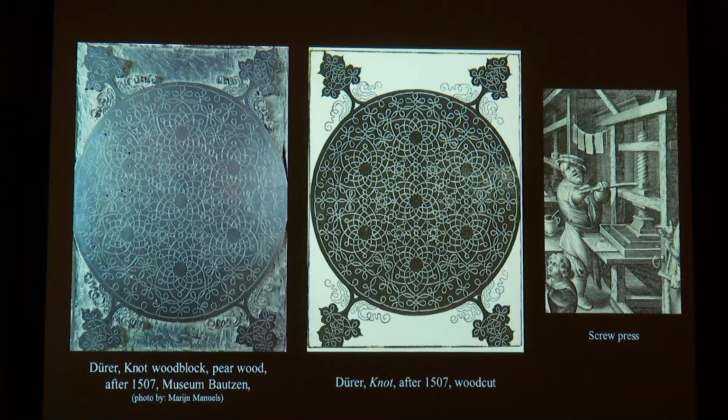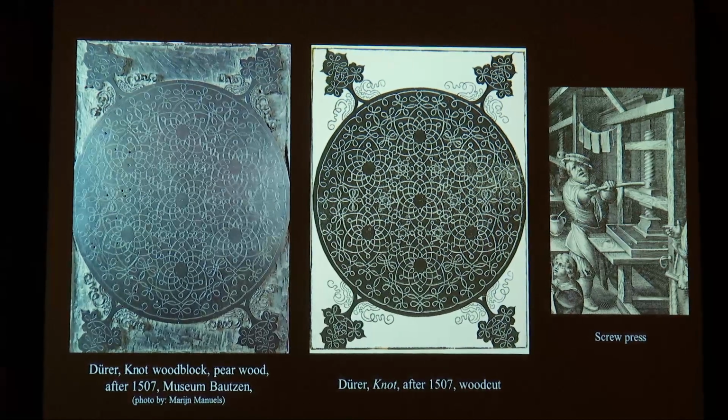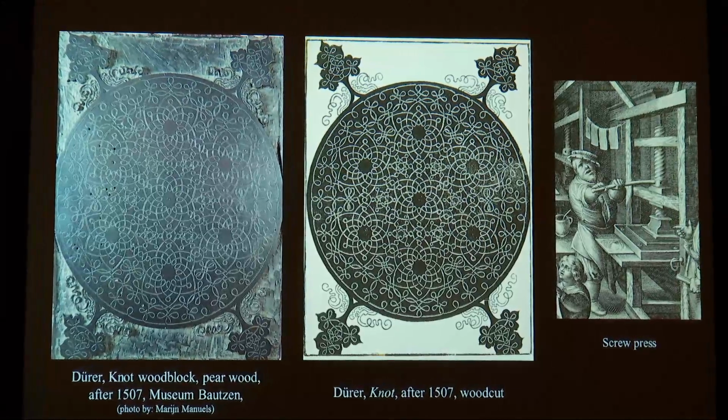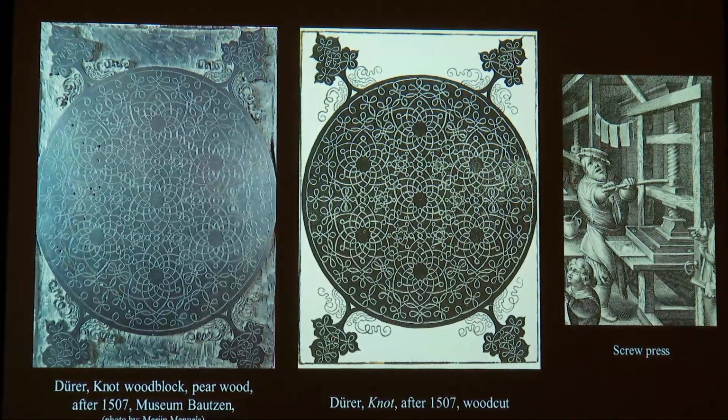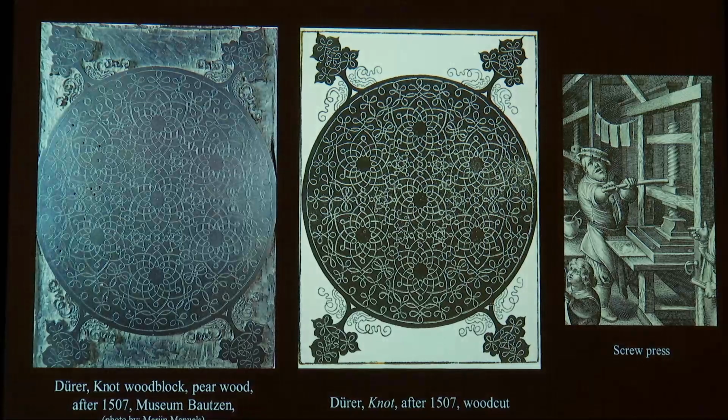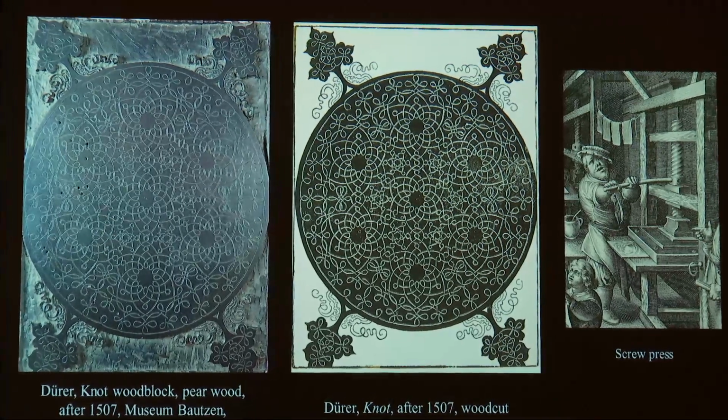And so what you see here on the left is the wood block that would have been placed in the bed of the printing press that you see on the right. Ink would have been applied to its surface, a sheet of paper placed over that inked surface, and then the screw turned, thereby exerting pressure on that combination and creating the printed image.